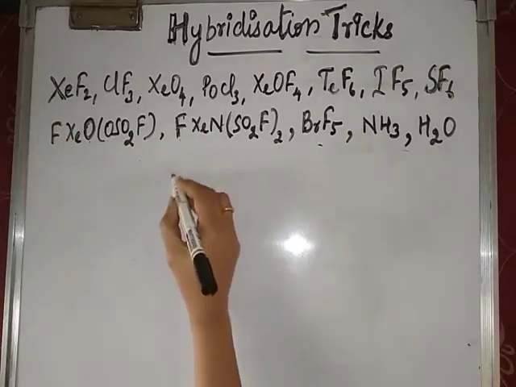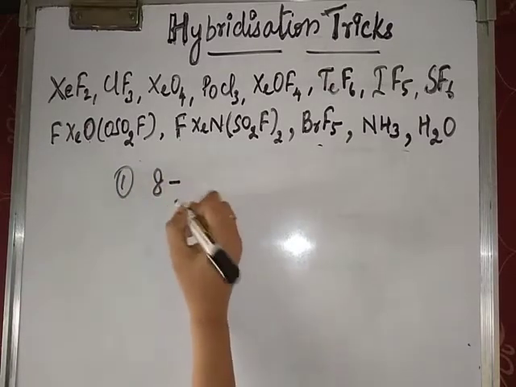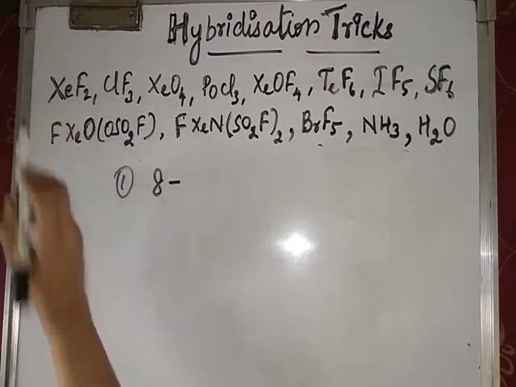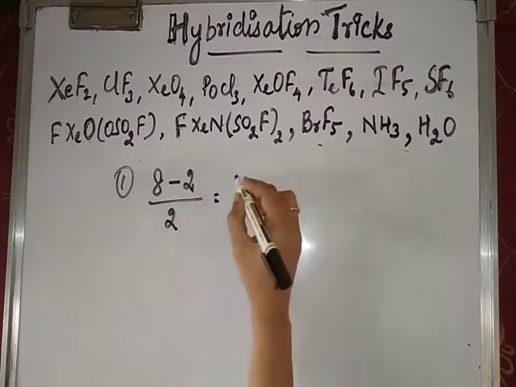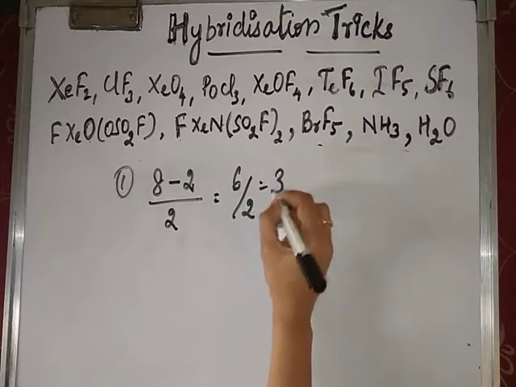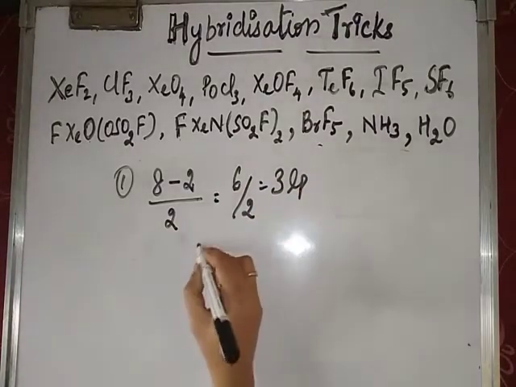For xenon, we know the valence electrons are 8, minus the bond pairs. How many bond pairs are there? 2 bond pairs are there. Divided by 2. So 8 minus 2 is 6, by 2, which is 3. 3 lone pairs are there. So now we have found the 3 lone pairs.